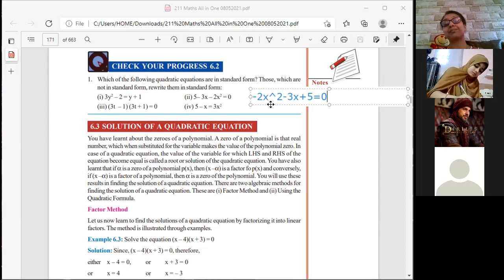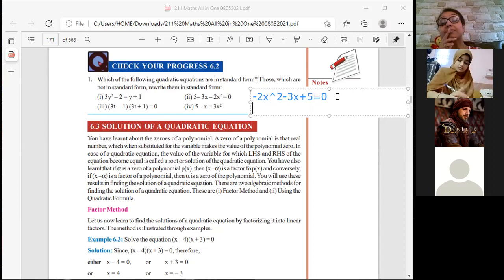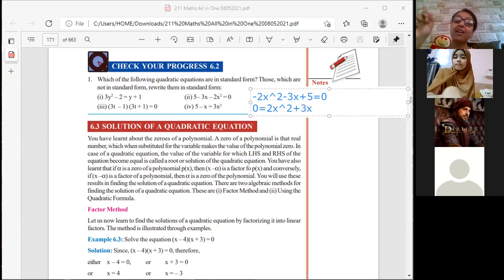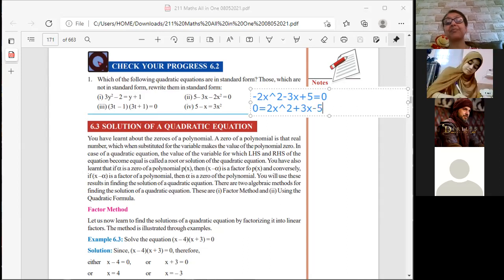So now what do I do? Tell me. You know what I can do? Put it on the other side? Exactly. I'm going to do that only. But then the other signs will change. Now I have 0 on this side. I've taken all this on the other side, so my 2x square became positive. What do you think will happen to minus 3x when it goes on the other side? Plus 3x. And plus 5 when it goes on the other side? Minus 5. And now I can call it to be in the standard form.